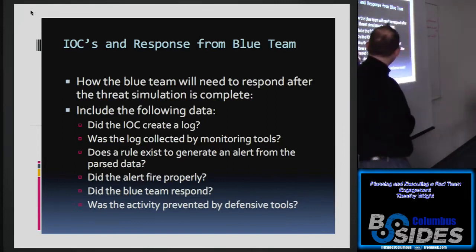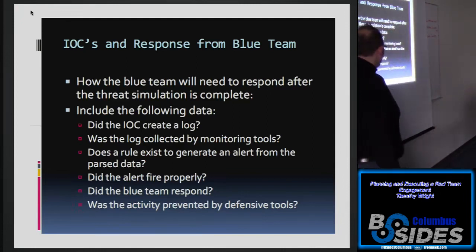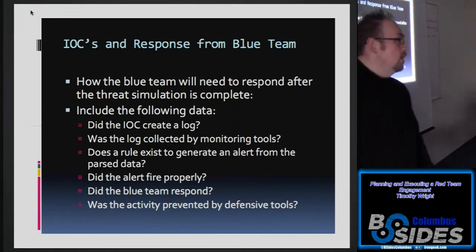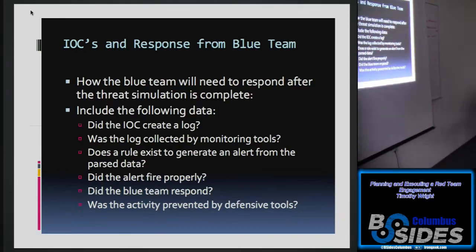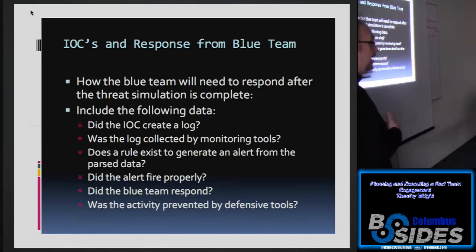There was a rule that existed, and an alert from the parsing data. So the rule existed someplace, and an alarm was fired. And did it fire properly, and did they respond? And what activity was prevented by defensive tools? Right? So did everything work the way it was supposed to? Did the blue team respond, and did anything get blocked?